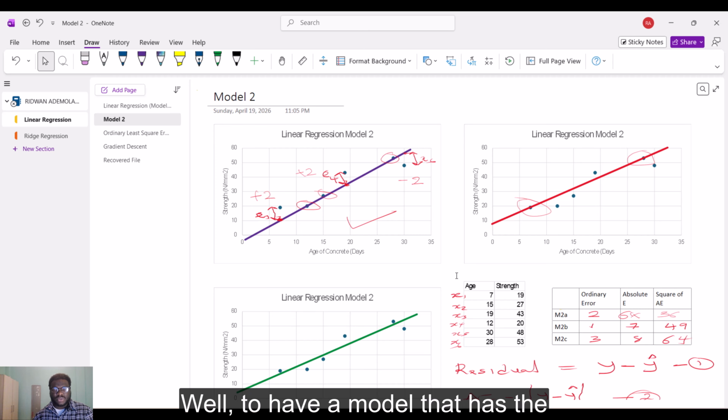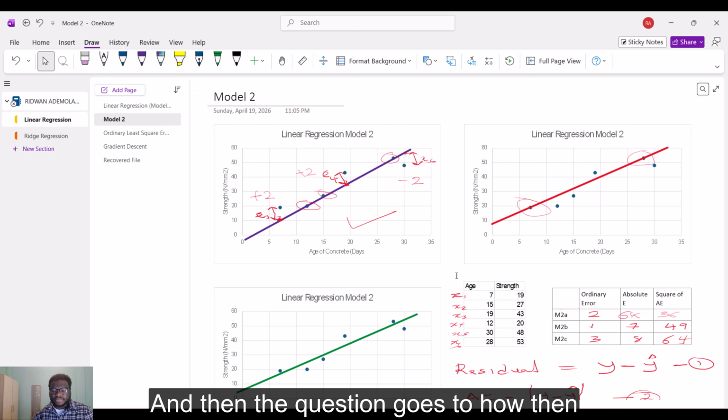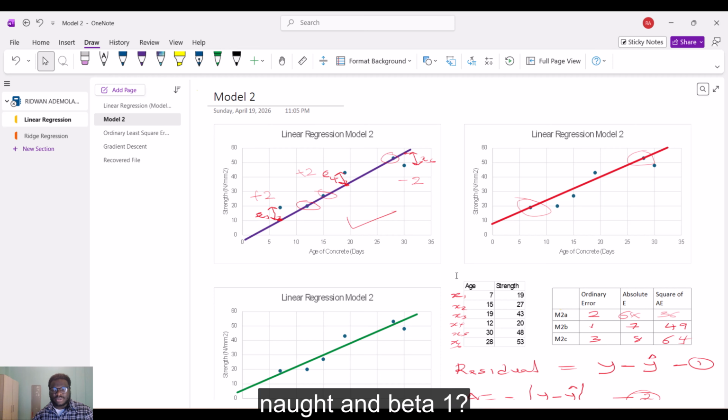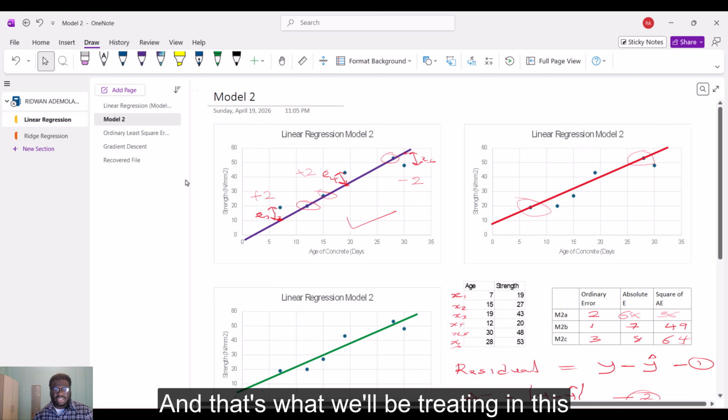Well, to have a model that has the least error, we need to use values of beta naught and beta 1 that can help us to minimize what we call the cost function. And then the question becomes, how do we get the values of these beta naught and beta 1? That's what we'll be treating in this video.